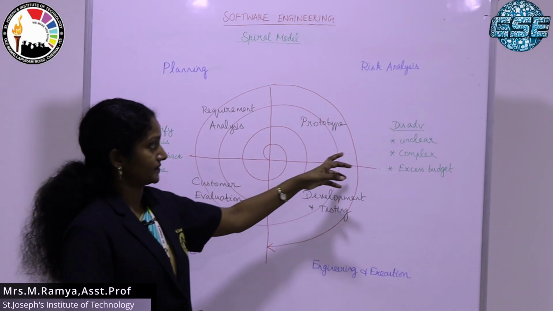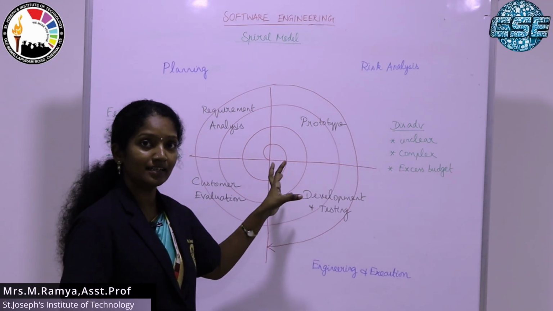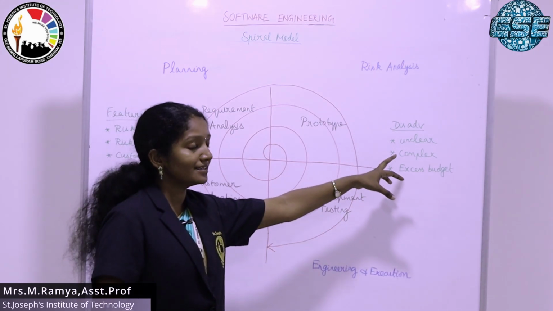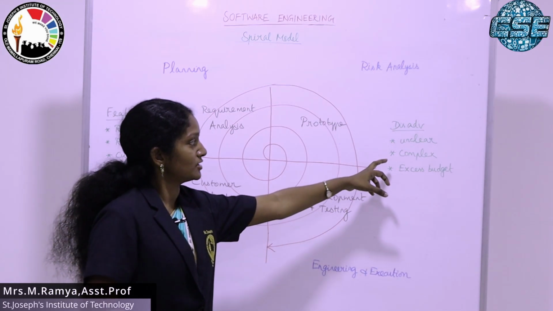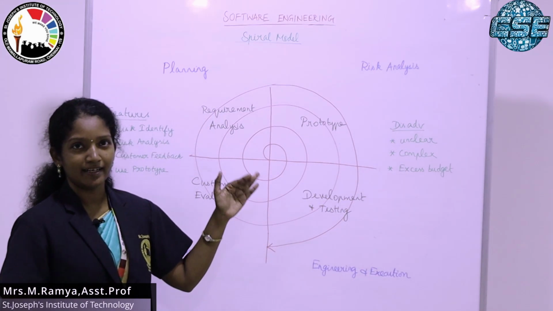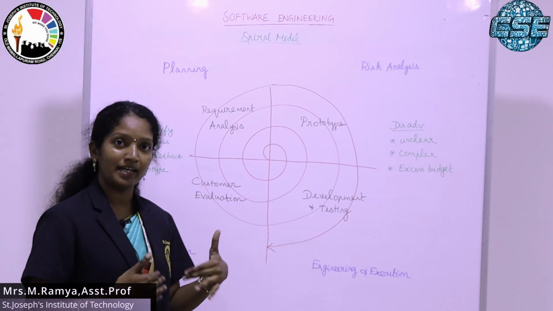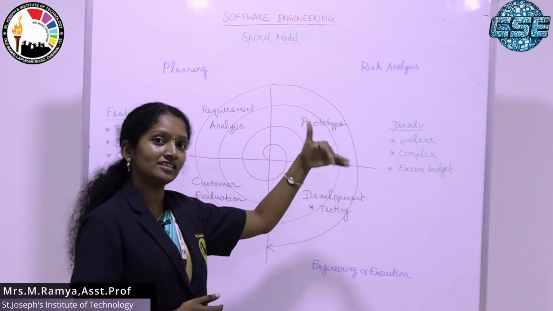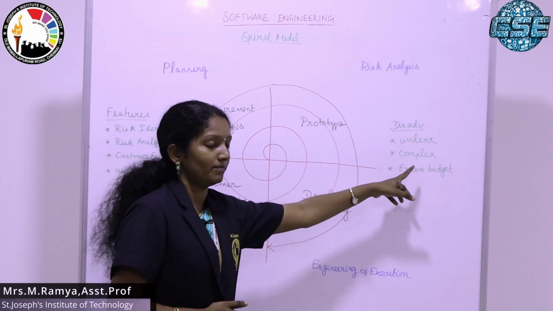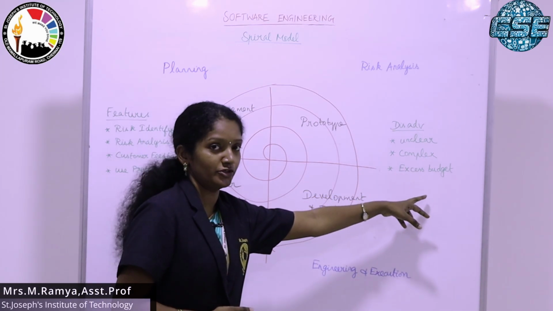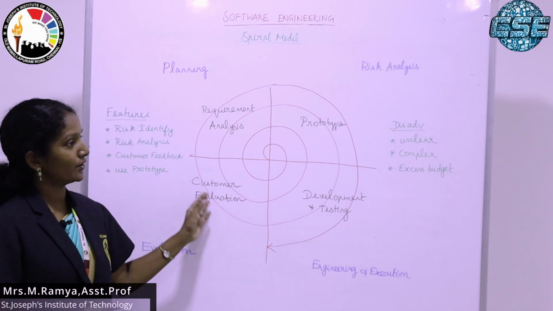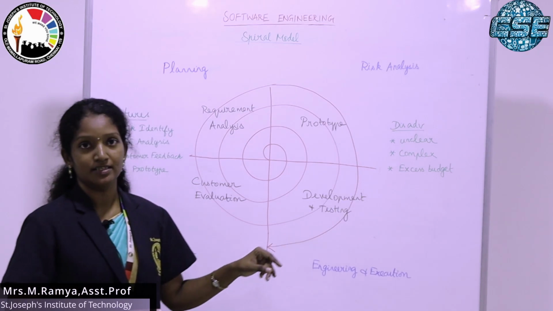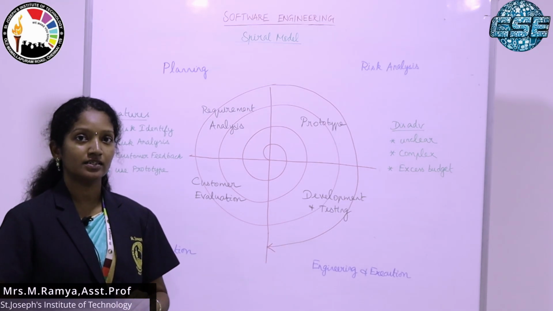And then the disadvantages. It is unclear: the customer keeps on changing the requirement, so he is unclear about the requirement. Next one is complex. We have created a model and again we are making some modification in the model, so changing it again and again becomes a complex job. And then excess budget. We are doing the same process again and again, so the budget is more in the case of the spiral model. So this is about the spiral model.